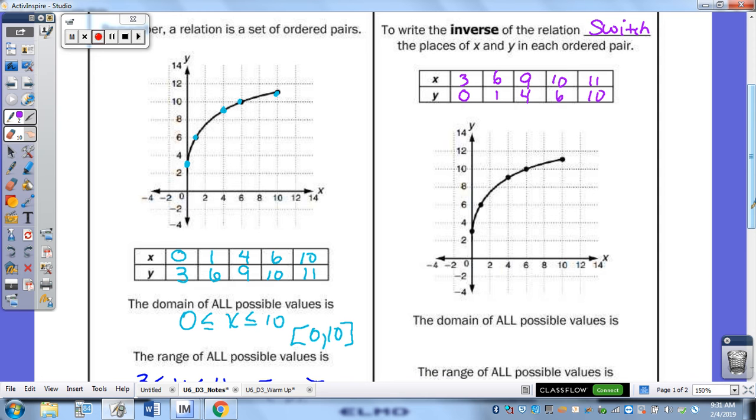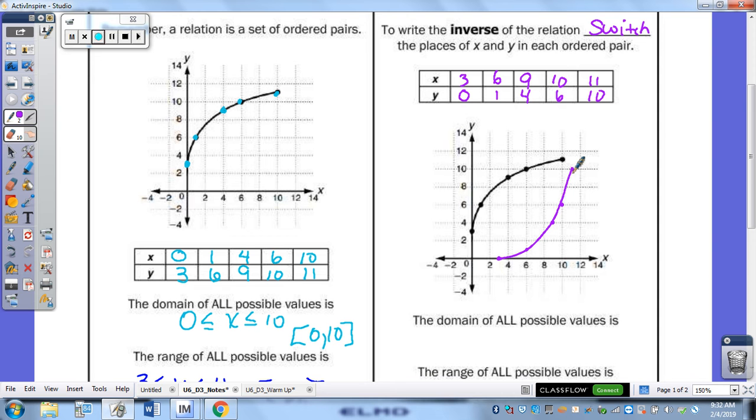So let's plot those points. So 3, 0 is going to be on our x-axis right there, about halfway between 2 and 4, because our scale is going up by 2. And then 6, 1 is going to be about there. And then 9, 4, about there, and 10, 6. And then 11, 10. And then we'll connect them. There we go. There's our inverse graph.